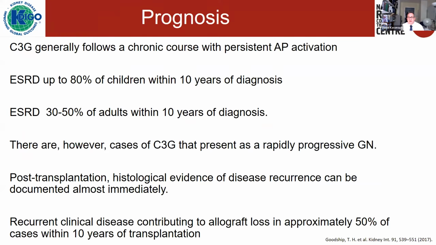In C3G, it usually follows a chronic course with persistent alternative pathway activation. Up to about 80% of children will develop end-stage renal failure within about 10 years of diagnosis. In adults, this is slightly less, about 30 to 50%. And there will be some cases that present with a crescentic or a rapidly progressive glomerulonephritis.